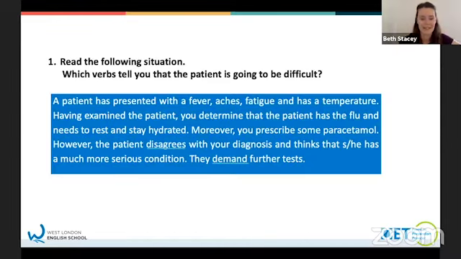Disagrees and demands. Now, if the patient disagrees with your diagnosis, you can imagine that they are going to be a little bit of a challenge. And if they demand further tests, they're really going to make you work for it. So with this, you know the patient's going to be difficult to deal with, and that helps you prepare a little bit with what you're going to say and how you're going to help.